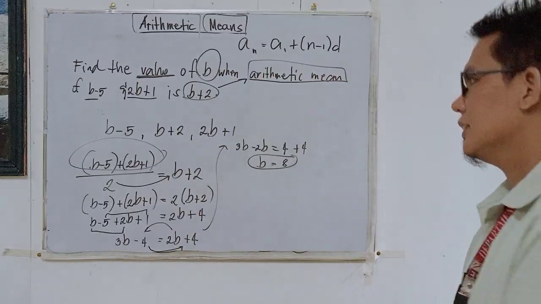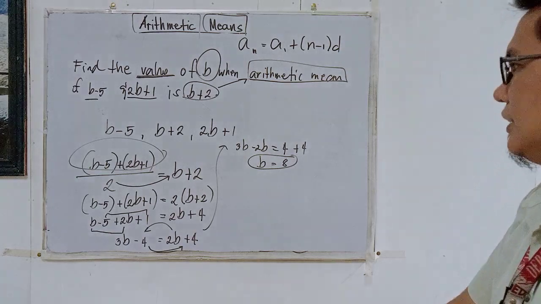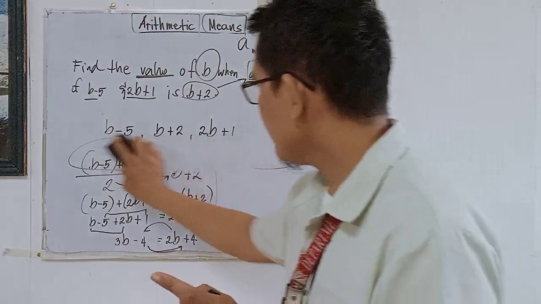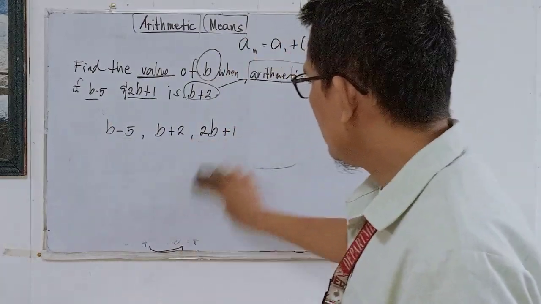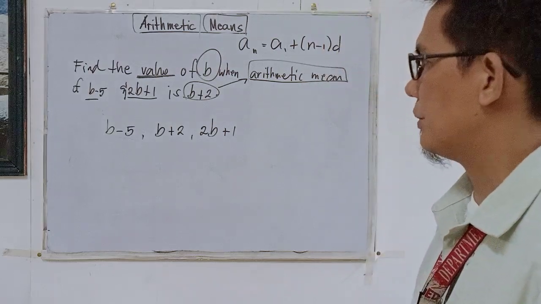Okay? So the value of b is equals to 8. As simple as that. Okay? So that is one way. Another way, another method is by using our common difference. But we do not know our common difference.